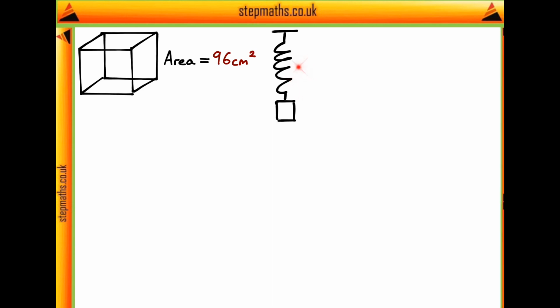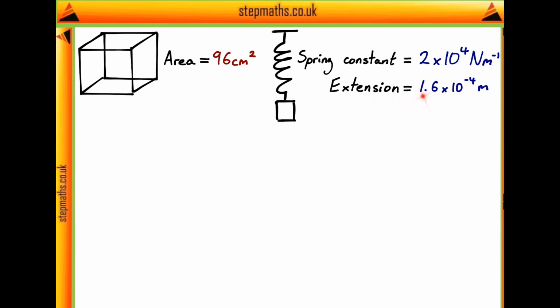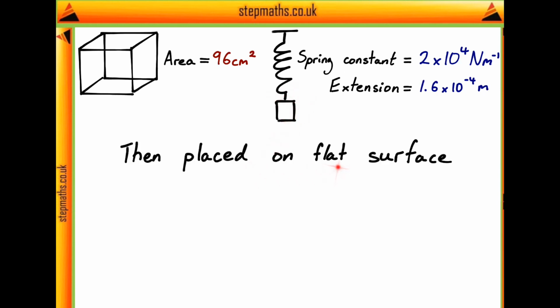it's fully suspended by our spring, which is going to have a spring constant of 2 times 10 to the 4 newtons per metre. And at equilibrium we're told that the extension of our spring is going to be 1.6 times 10 to the minus 4 metres. After this, we take our block and we remove it from our spring and place it on a flat surface.